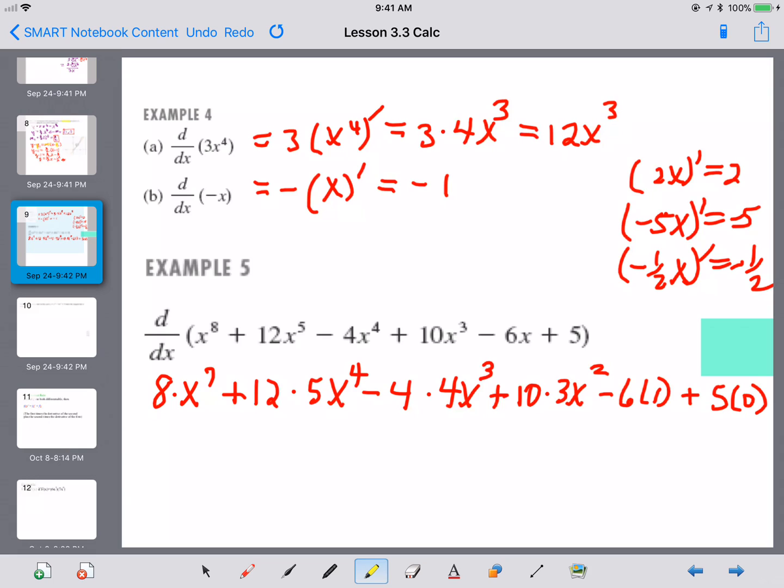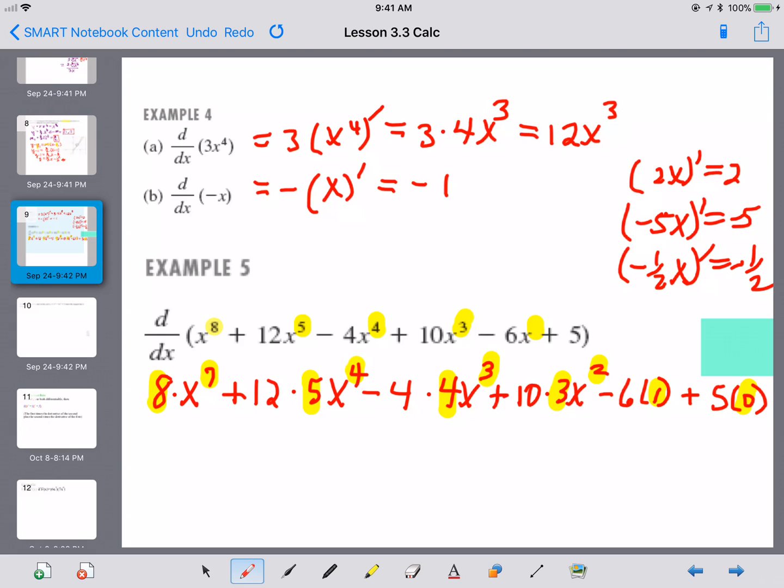Okay, so look. The 8 went down in front. The power became a 7. The 5 goes down in front. The power became a 4. The 4 goes down in front. The power became a 3. The 3 goes down in front. The power becomes a 2. The 1, which we don't normally write but technically is there, goes down in front. The power becomes a 0. So that's why we don't have any x's there. And then here the power was a 0, so it becomes a 0. Okay. It's a constant. I was so confused trying to figure out what was happening.